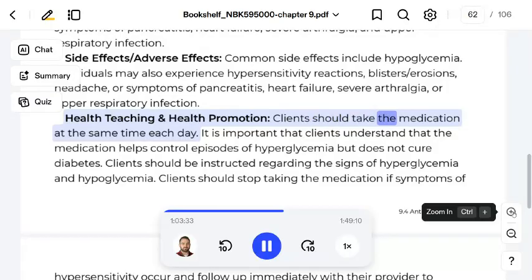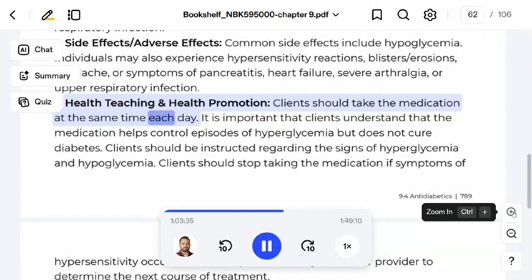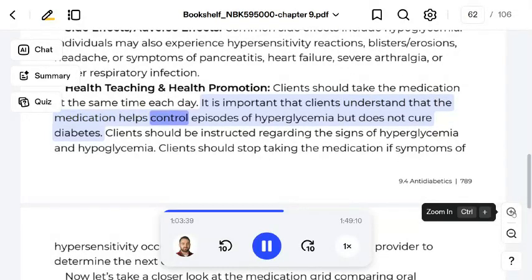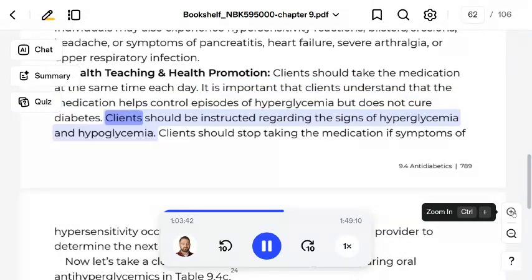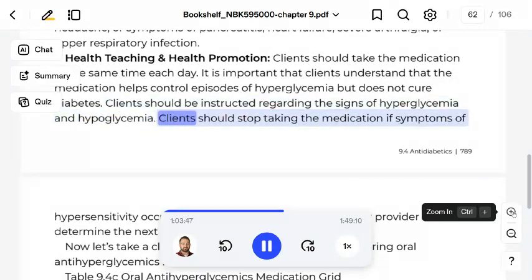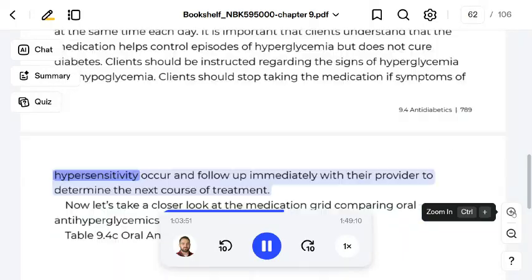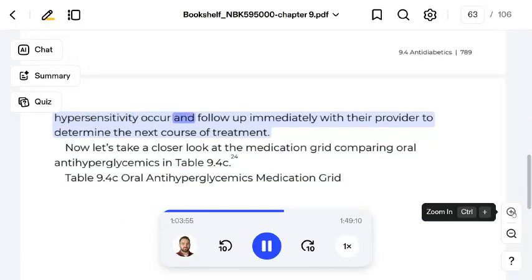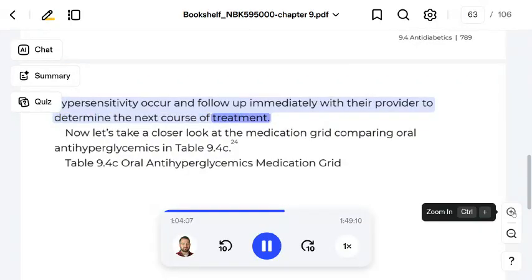Clients should take the medication at the same time each day. It is important that clients understand that the medication helps control episodes of hyperglycemia but does not cure diabetes. Clients should be instructed regarding the signs of hyperglycemia and hypoglycemia. Clients should stop taking the medication if symptoms of hypersensitivity occur, and follow up immediately with their provider to determine the next course of treatment.